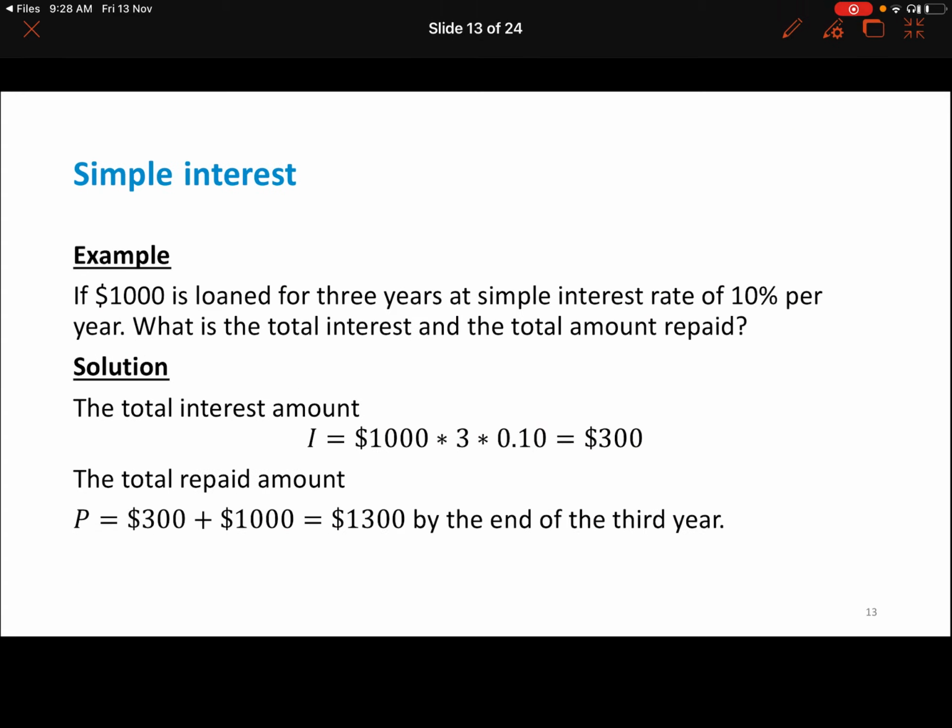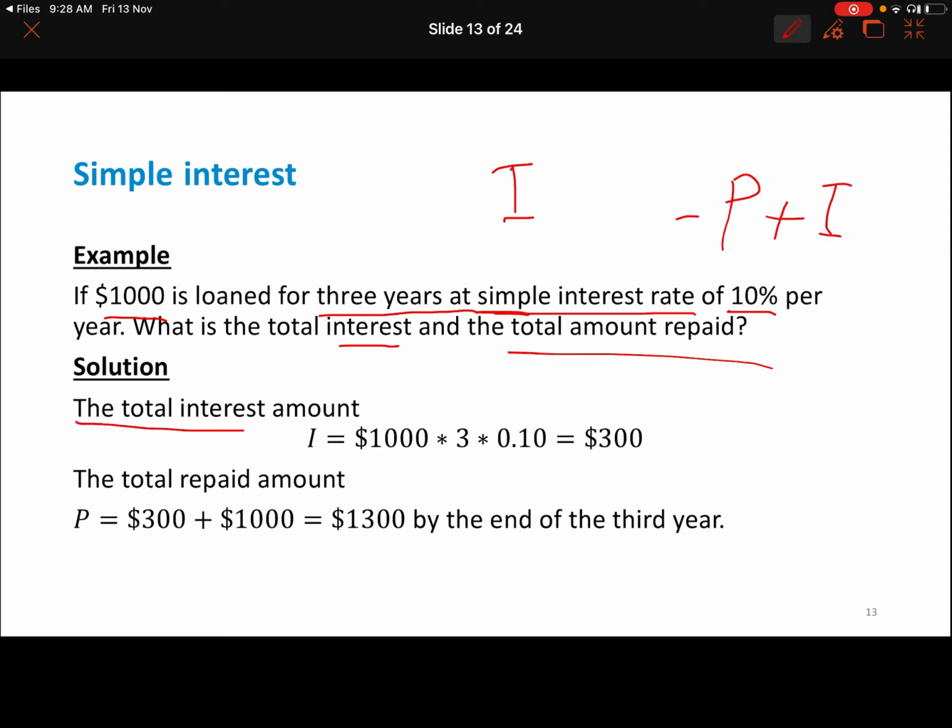Let's take an example. The example says that if $1,000 is loaned for 3 years at a simple interest rate of 10% per year, what is the total interest and the total amount repaid? So we have the total interest I, and the total amount repaid is P plus I.